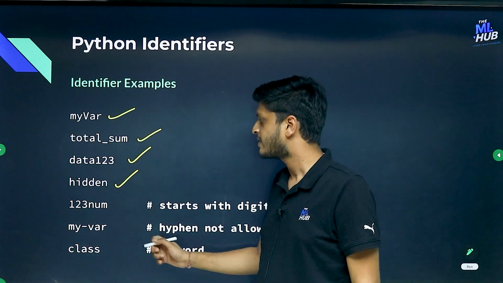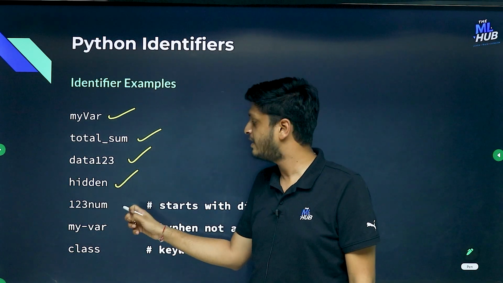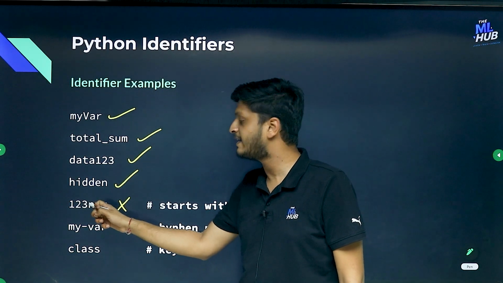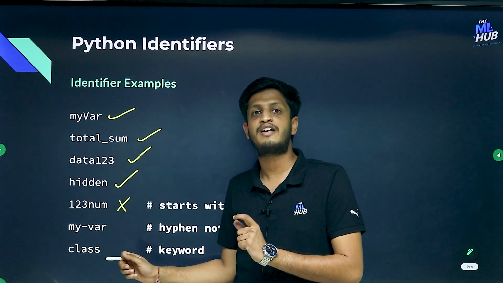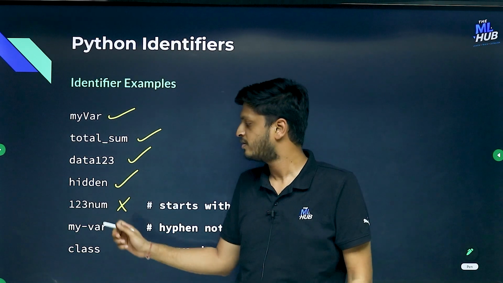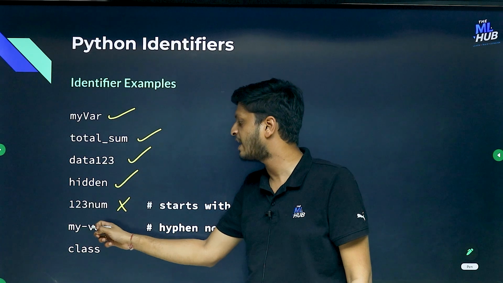Hidden is valid. Next we have 123num. It is not allowed because you cannot start an identifier with a digit. That is not allowed. Then my-var.